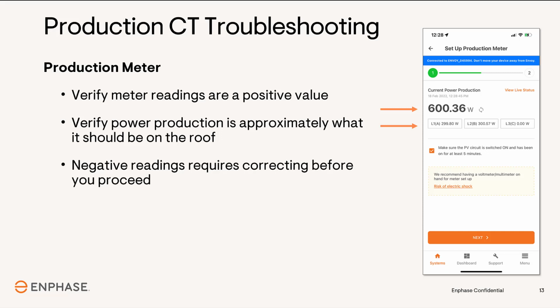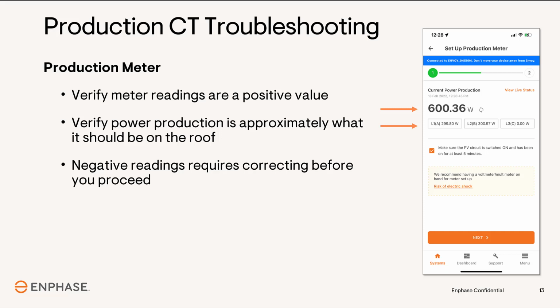With the PV breakers on, start by verifying that the current power production and the L1 readings are a positive value. Remember from the previous section that you should see no negative values in either of these locations. This would tell you that there is a polarity issue with the CT sensor, CT wiring, or a phasing issue. You should also make sure that the value displayed makes sense. For example, if you've installed a 3 kilowatt system and it's a bright sunny day, you should expect to see roughly 3 kilowatts of power displayed if all of the PV L1 conductors are routed correctly through the middle of the production CT.